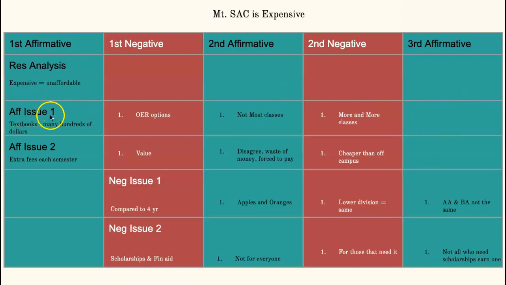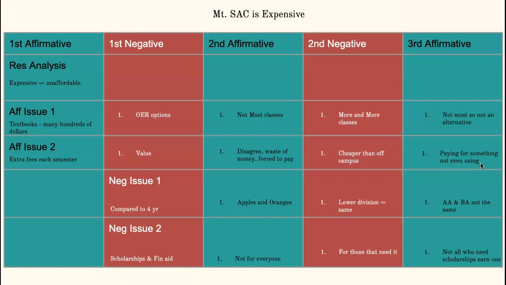Again, on affirmative issue 1, I said not most classes have OER. My opponent said, but more and more do. But I say not most, so it's not an alternative to paying for textbook fees. Even if OER exists for some classes, a bunch of students are paying a lot of money for textbooks, therefore it's expensive. Lastly, on affirmative issue 2, I said it's a waste of money, you're forced to pay this. My opponent said, but it's still cheaper than off campus. But I say paying for something that you're not even using is a waste of money and makes it expensive.